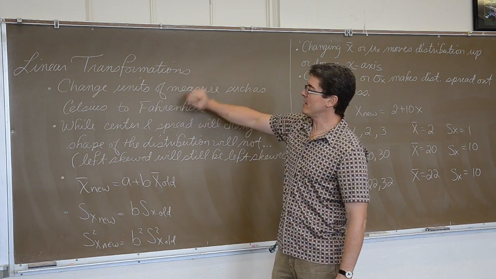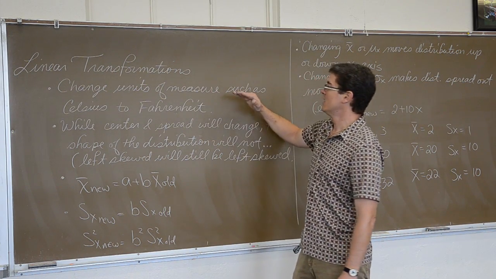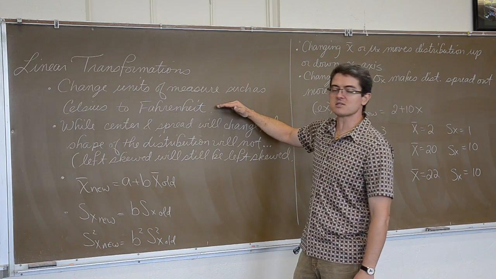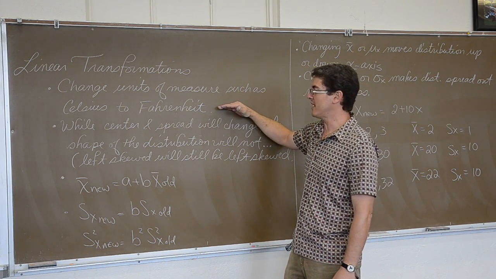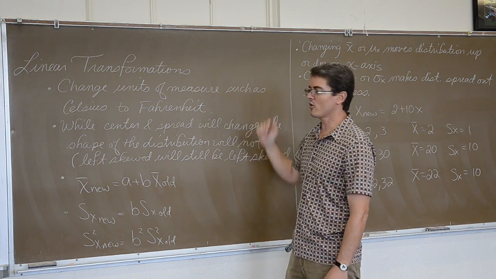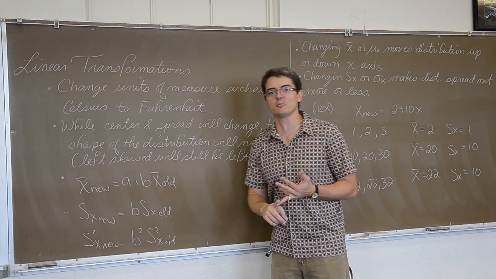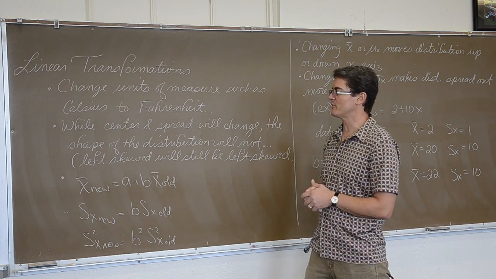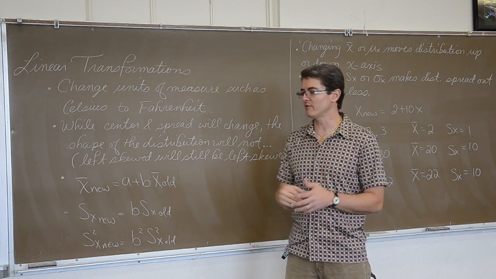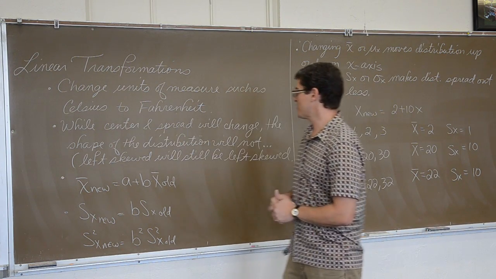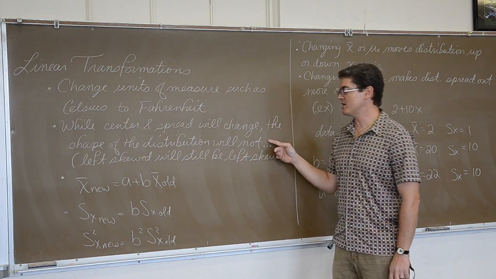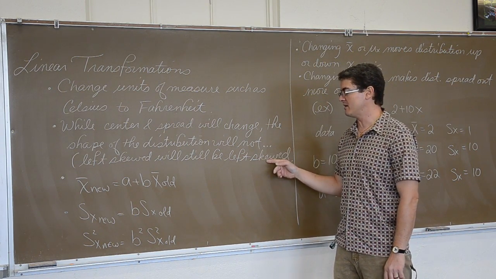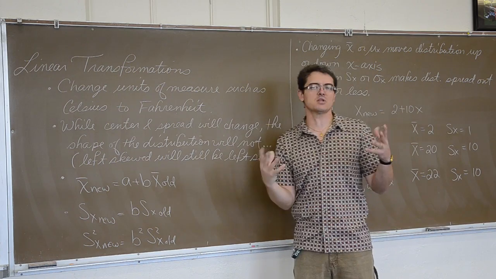A linear transformation is when you change the unit of measure, and an example in science would be going from Celsius to Fahrenheit. That is a formula that requires both addition and multiplication, depending on which way you're going. While the center and spread will change, the shape of the distribution will not. Now what I mean by that is, if I make a distribution wider, I'm not changing the shape.